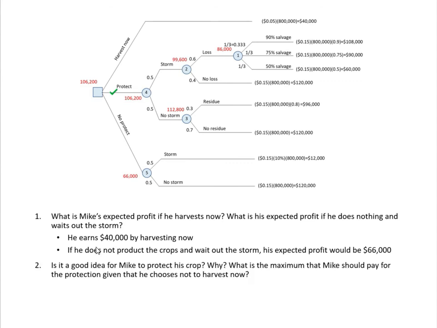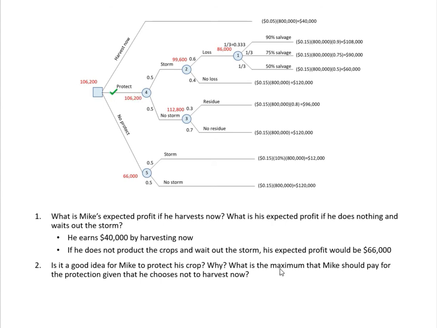Second question. First, is it a good idea for Mike to protect his crops? Well, apparently, yes, we already solved that. How do we see that? Well, here it is. There are three options. Harvest now, that gives him this profit. Protect, giving him this expected profit. No protect, giving him this expected profit. Turns out protect gives the highest expected profit, so yes, he should.